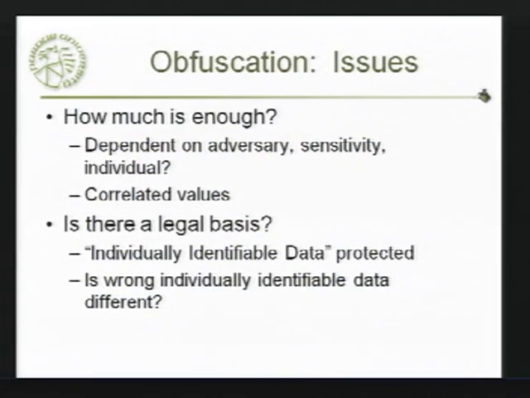Another issue is, is there a legal basis for this? If you look at all of the laws, they protect individually identifiable data. If the individually identifiable data happens to be wrong, does that mean it's not protected? If you've got data out there about you, but it's incorrect, is that no longer a violation of your privacy? Well, that's an interesting issue. It's one that courts have not resolved, and the laws are really silent on this subject.